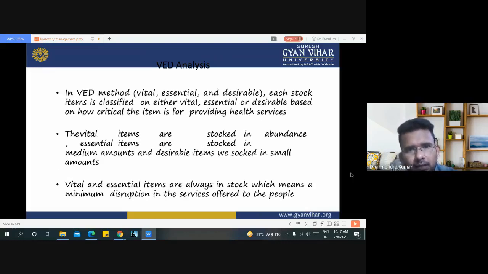In the VED method, vital, essential, and desirable, each stock item is classified as vital, essential, or desirable based on how critical the item is for providing health services or production services. The vital items are stocked in abundance, essential items are stocked in medium amounts, and desirable items we stock in a small amount, as we have discussed earlier. Vital and essential items are always in stock, which means minimum disruption in services offered to the people.